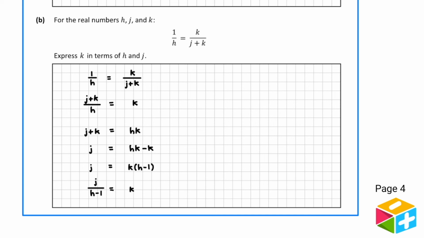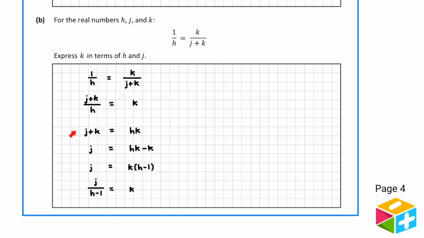In part B, we're given an equation and asked to express k in terms of h and j. This will involve performing algebraic manipulations to the equation until we've isolated k by itself on one side. Fractions are a bit awkward, so it's a good idea to get rid of them. I'll do this in two steps. First, I'll multiply both sides of the equation by j plus k. Then, I'll multiply both sides of the equation by h.